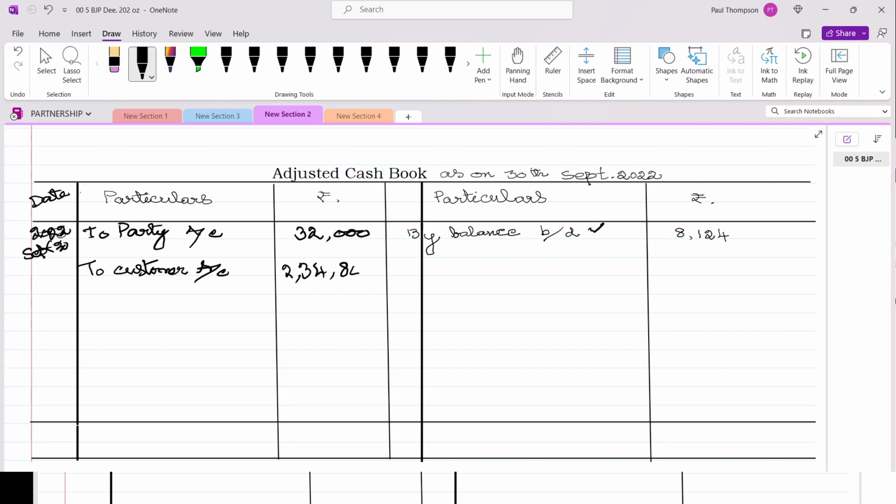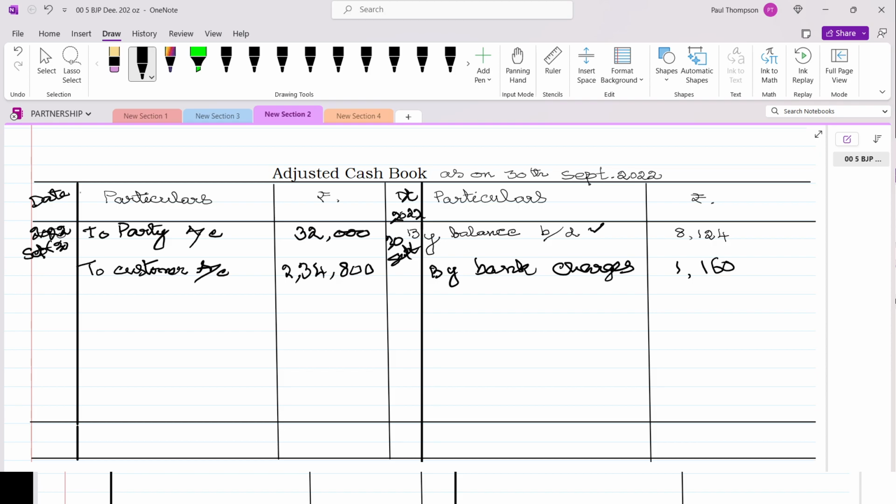2,34,800. So next thing is the bank charges. We should have paid bank charges, but we were not knowing. This side also, the date will be 2022. This is the date column, so you have to write it as 30th September. So by bank charges, 1160 will go into this side.